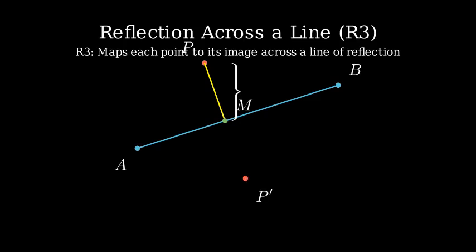Let's look at some key properties of reflection. The line connecting P and P prime is always perpendicular to line AB. P and P prime are equidistant from line AB. And line AB is the perpendicular bisector of segment PP prime.